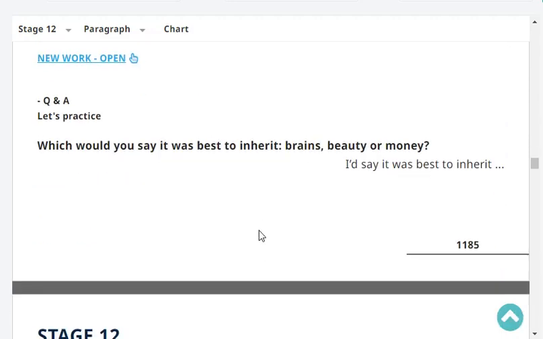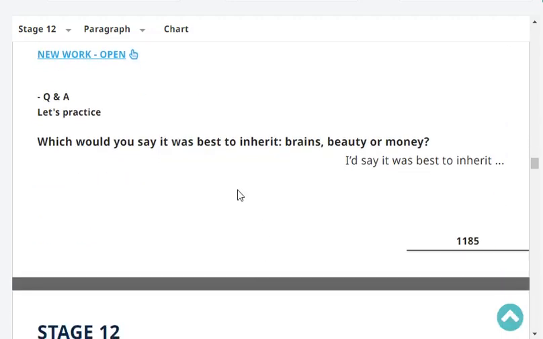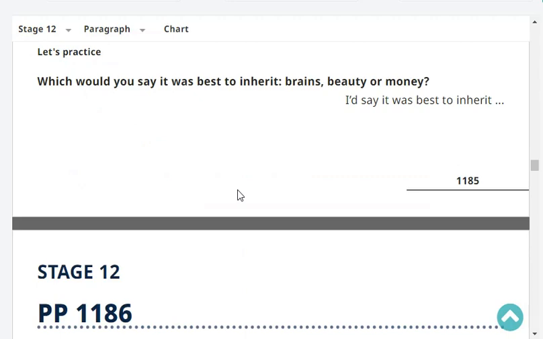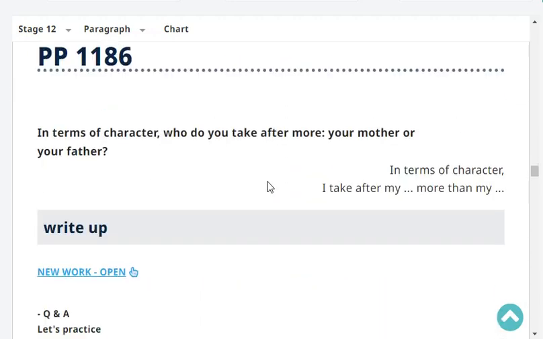Which would you say was best to inherit, brains, beauty, or money? I'd say it was better to inherit the brain. Very good. In terms of character, who do you take after more, your mother or your father?